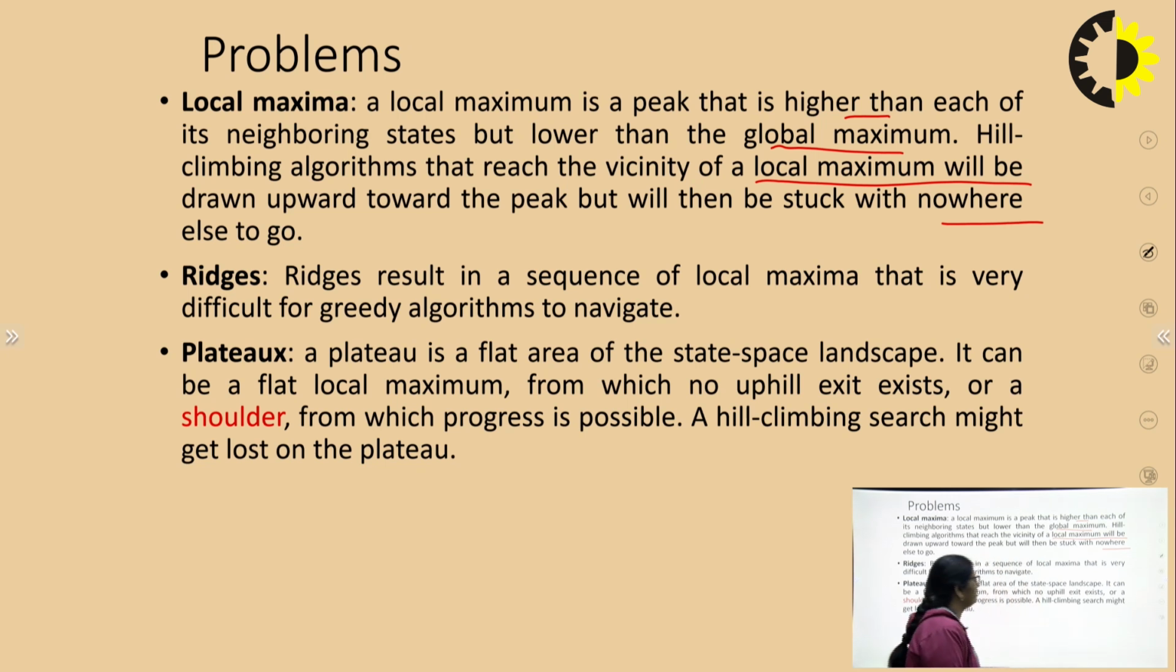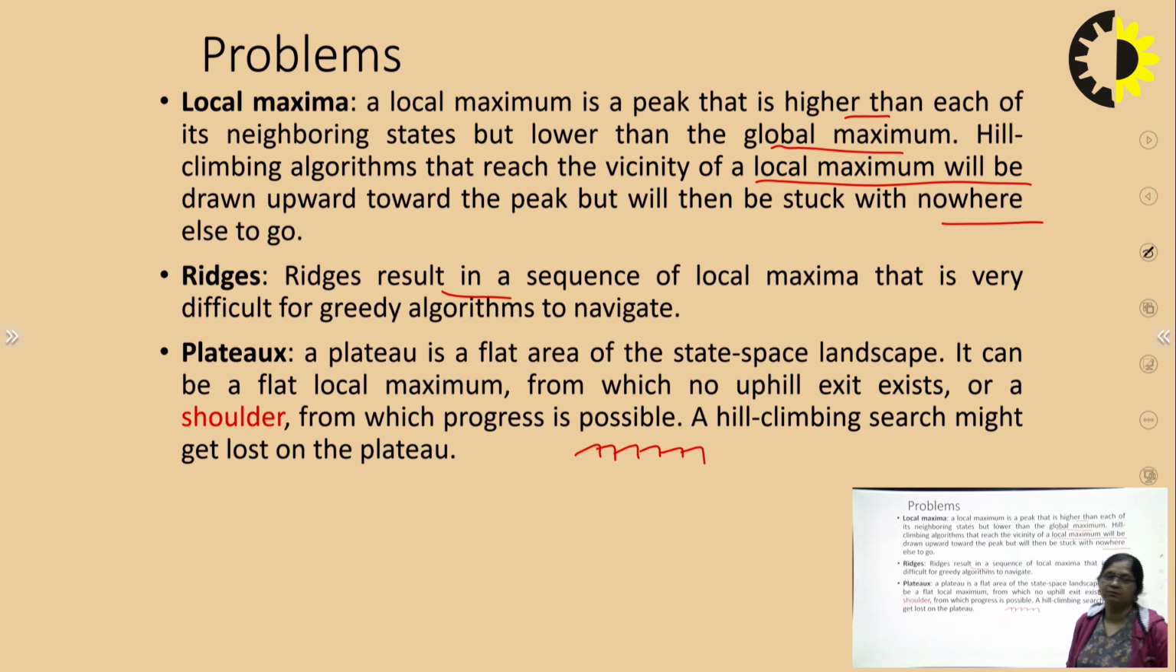Second, if we have a sequence of local maxima, those are called ridges. So when we have ridges, that is a sequence of local maxima, it is very difficult to navigate out of these, because we are applying a greedy algorithm. What greedy algorithm are we applying? We are just looking for the better neighbor solution, and we will go on searching and we will not get a solution here. That is the ridges problem with hill climbing search.